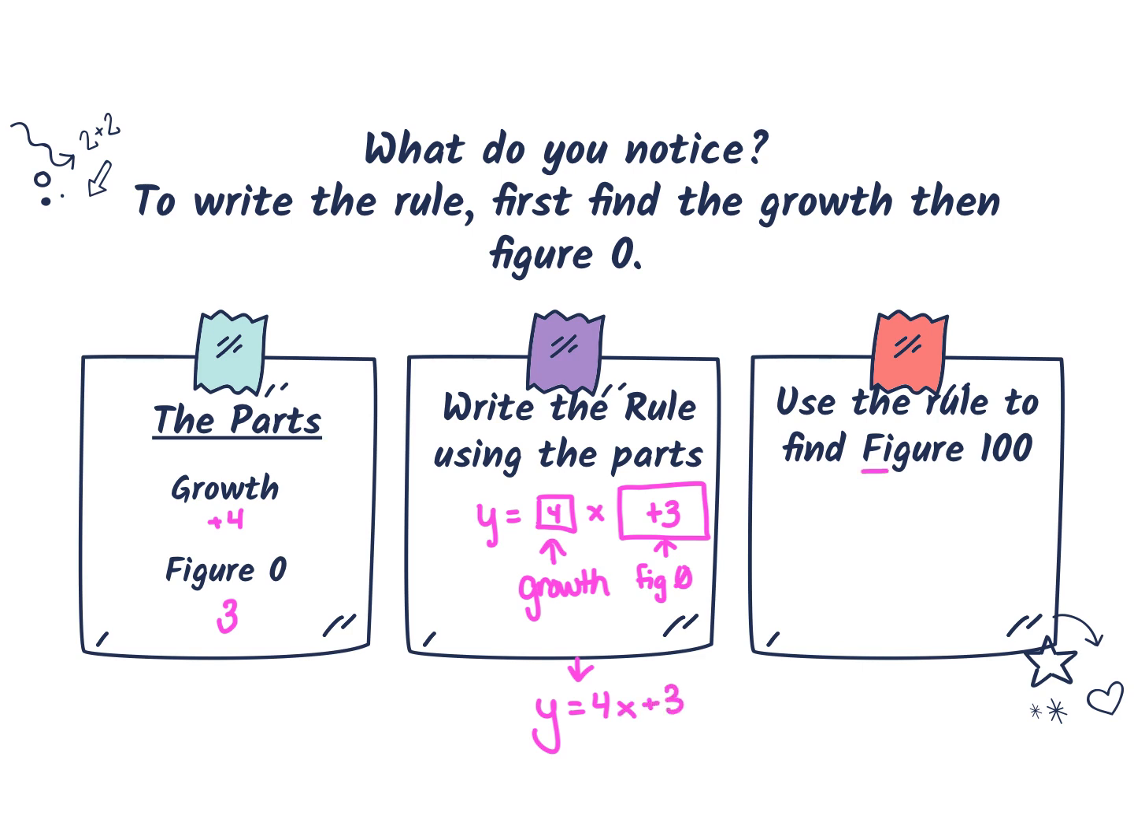Let's write that down here. We know that figure 100 is our x number. So we have y is equal to 4x plus 3. We're going to substitute in and use the order of operations to solve our problem. We get y is equal to 400 plus 3. And y would equal 403 tiles in figure 100. How did you do? Is it getting easier? I hope so. Let's move on.